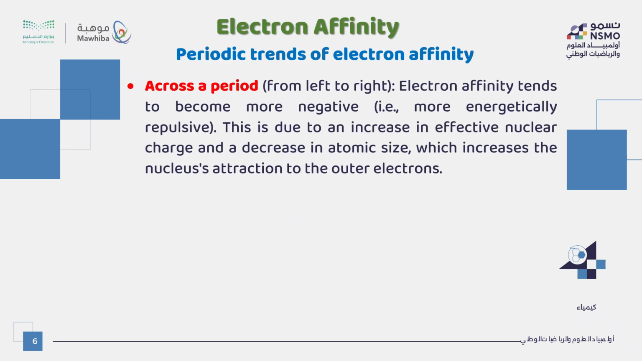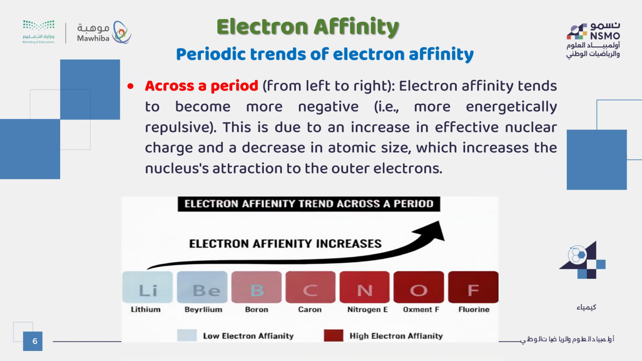Strength of electron affinity. Now let us examine how electron affinity changes in the periodic table. Across a period from left to right, electron affinity generally becomes more negative. This is because effective nuclear charge increases and atomic size decreases, so the nucleus attracts the incoming electron more strongly. As a result, atoms on the right side of the periodic table, especially halogens, have very negative electron affinity values.